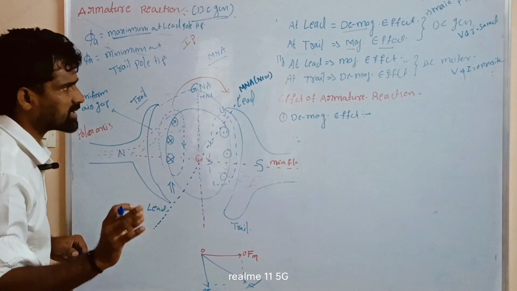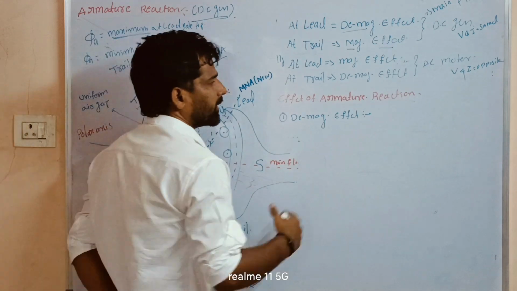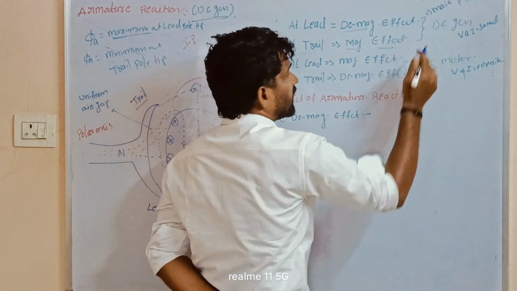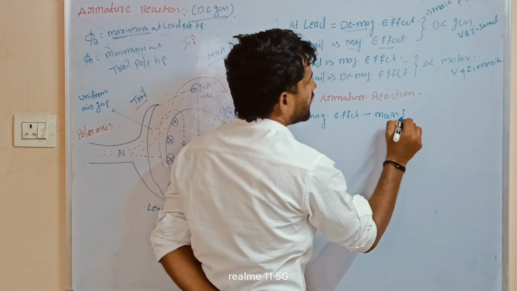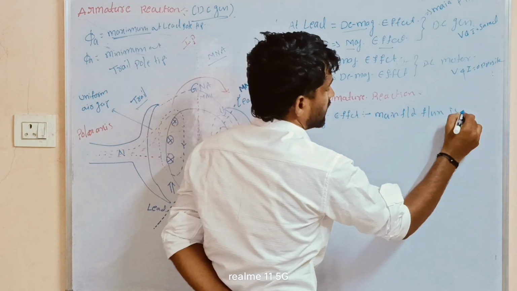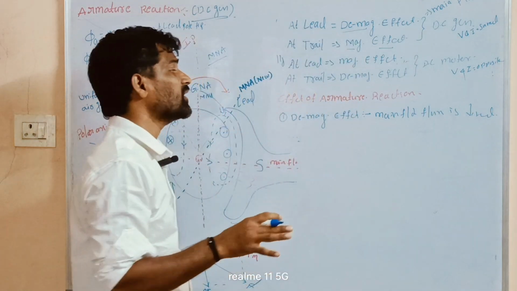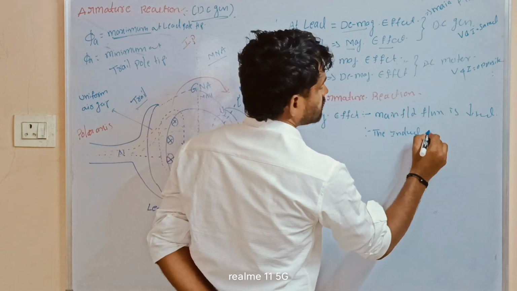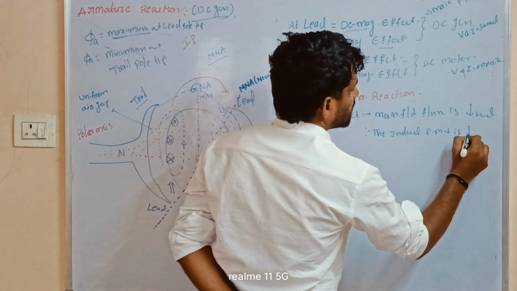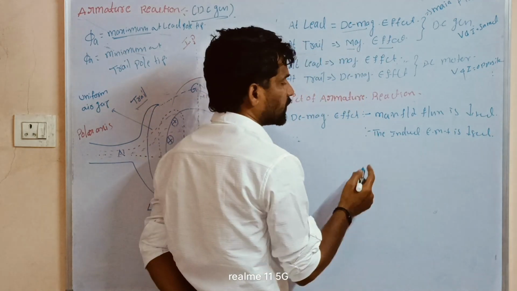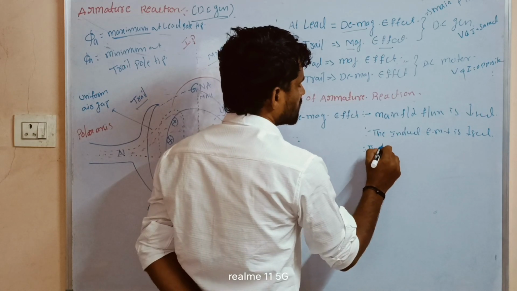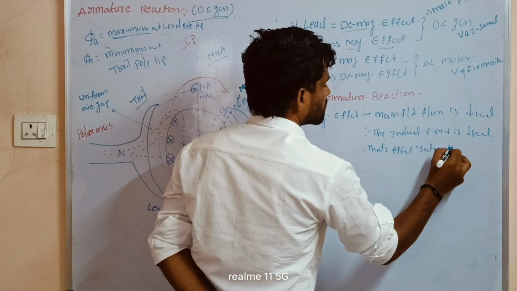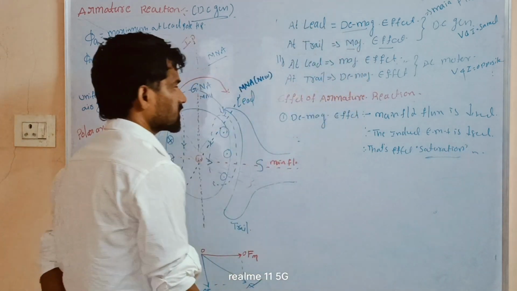First we discuss some basics of the demagnetization effect. What happens? The main field flux will be reduced at the leading pole. When the main field flux is reduced, automatically the induced EMF is reduced. This is due to the effect of saturation.